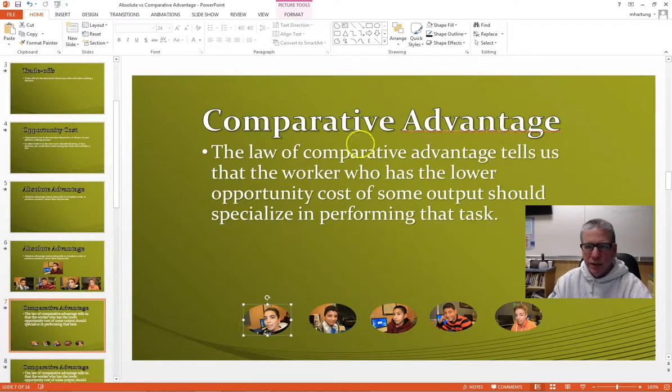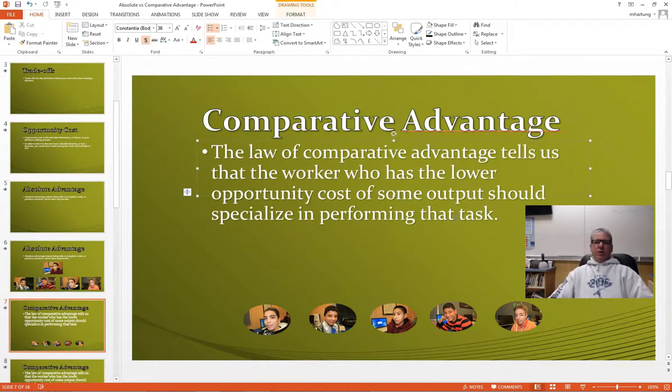So the law of comparative advantage tells us that the worker or the player or the business or the company or the country, whatever it happens to be, but in this case we'll use the word worker, and it's interchangeable with whatever particular resource we're dealing with. In this example, the resource we're dealing with are basketball players. The law of comparative advantage tells us that the worker who has the lower opportunity cost of some output should specialize in performing that task.